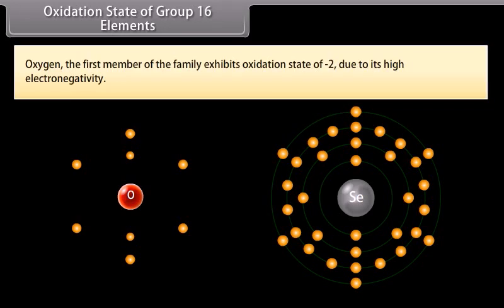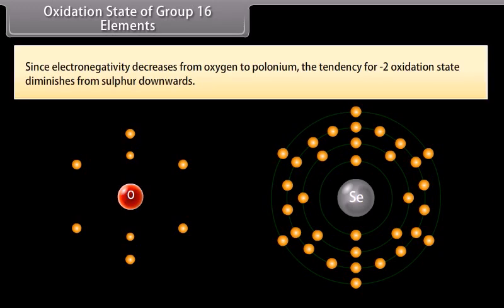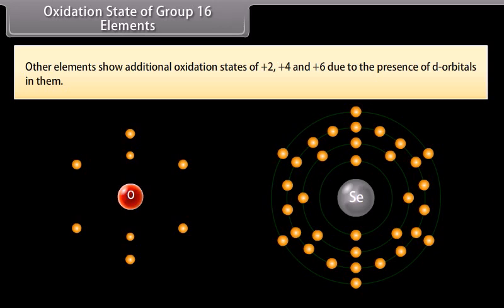Oxygen, the first member of the family, exhibits oxidation state of -2 due to its high electronegativity. Since electronegativity decreases from oxygen to polonium, the tendency for -2 oxidation state diminishes from sulfur downwards. Other elements show additional oxidation states of +2, +4 and +6 due to the presence of d orbitals in them.